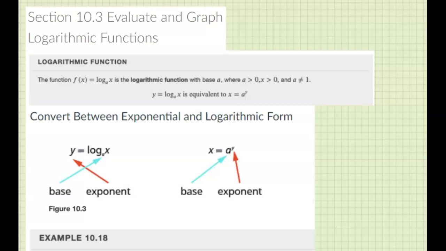Hello and welcome to section 10.3. So here we're going to look at logarithmic functions.